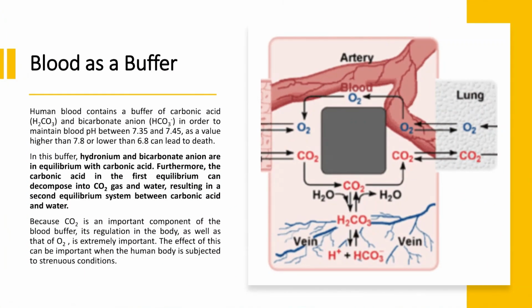So let us first discuss and understand the carbonic acid and bicarbonate buffer system. When we talk about the blood pH, it is 7.4.